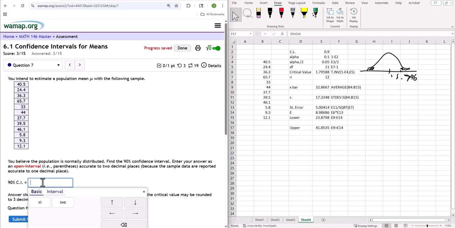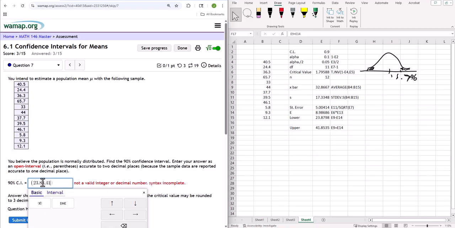Now we need to write this. Enter your answer as an open interval accurate to 2 decimal places. Now, accurate to 2 decimal places and rounded to 2 decimal places. Oh, I don't know why I started with an 8. The lower limit is 23.879. So that 8, and then the 8's going to round up, put this guy in here. 41.853. So there we go.